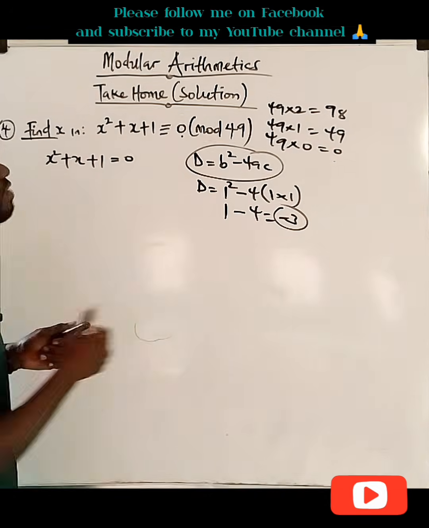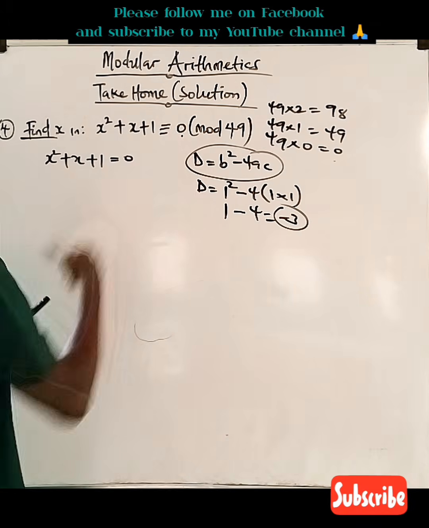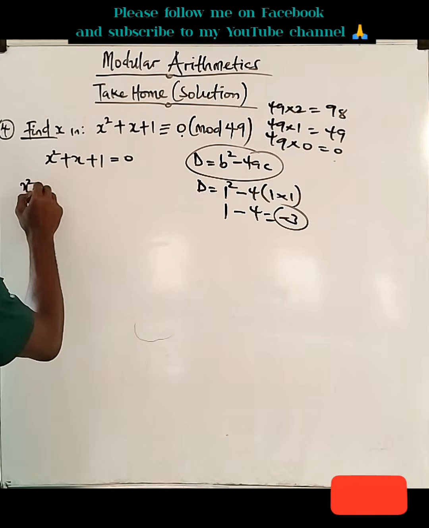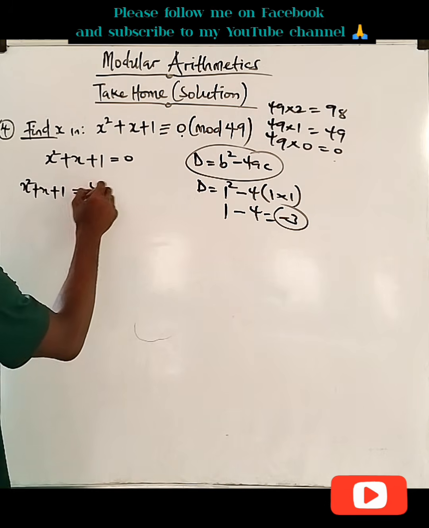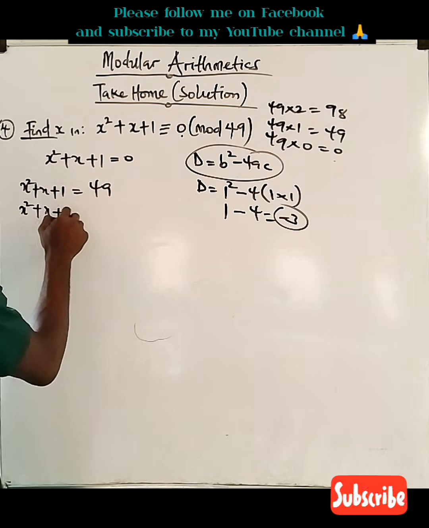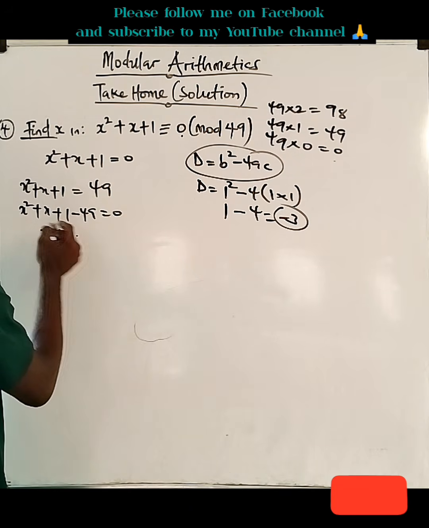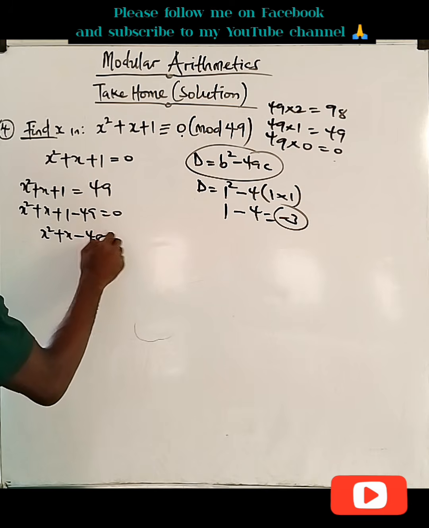So let's try out 49. We're not going to use this. Let's try out 49. 49 plus 0 is 49. So that's x squared plus x plus 1 equals 49. We send this to the other side. That's x squared plus x plus 1 minus 49 equals 0. 1 minus 49 is minus 48, so x squared plus x minus 48 equals 0.